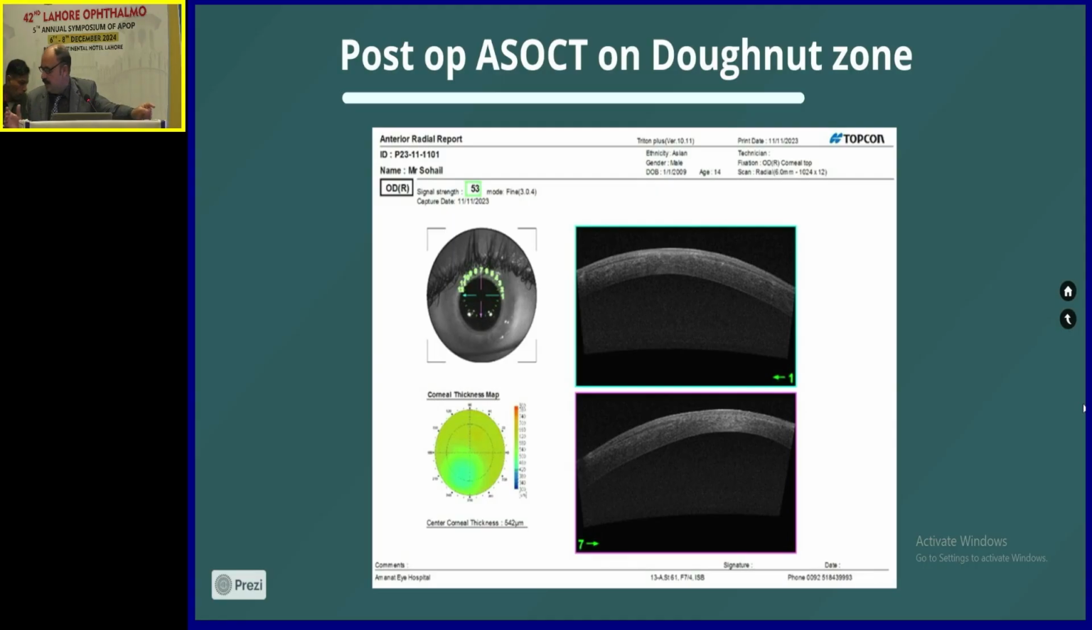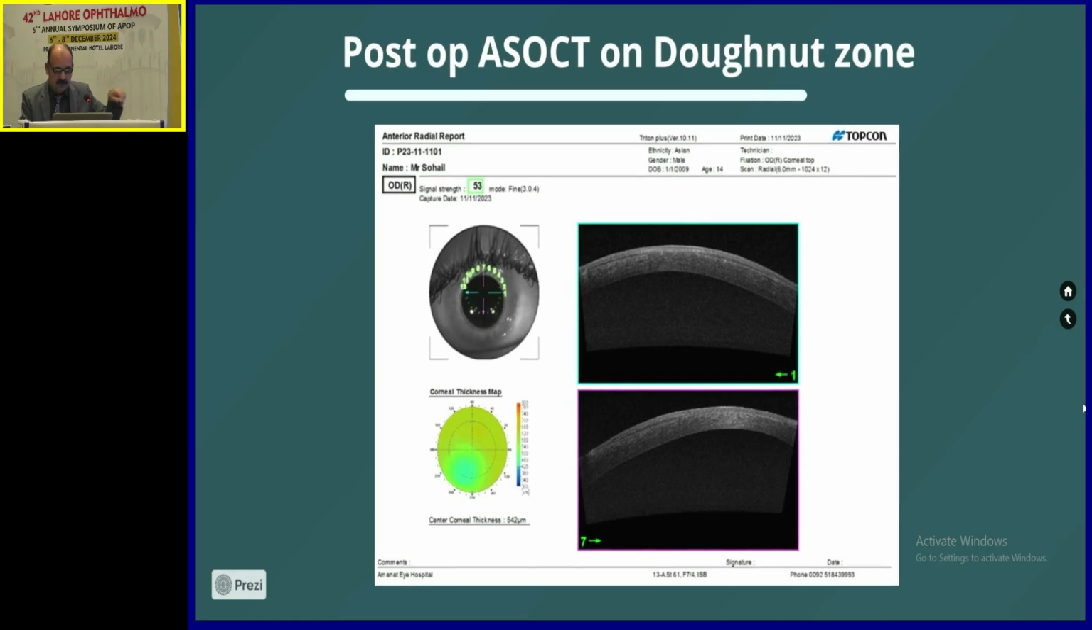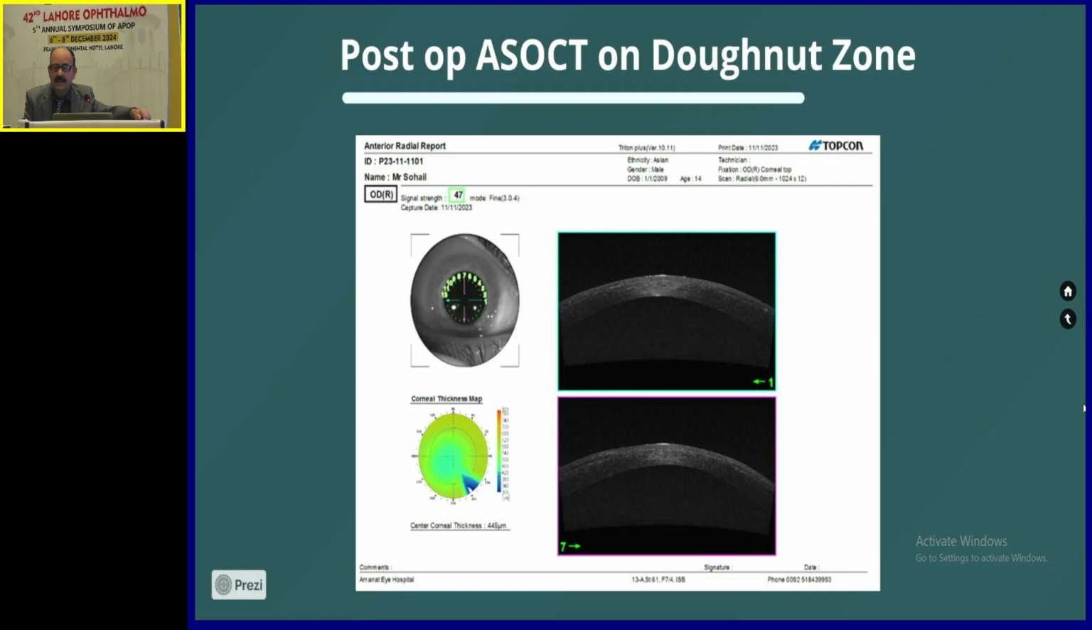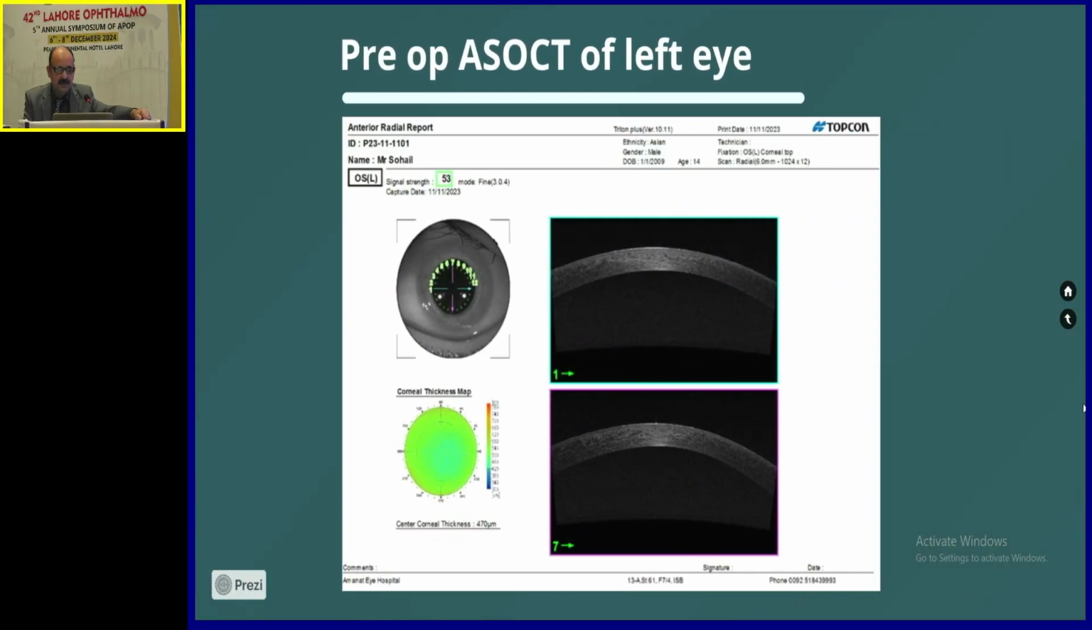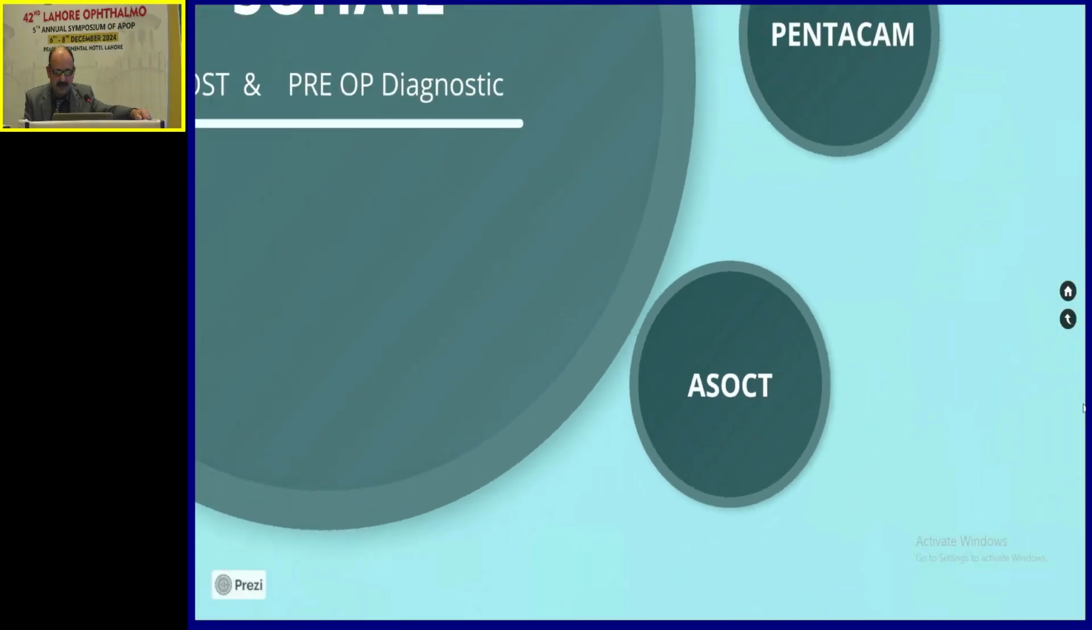So this is the anterior segment OCT. On this, the membrane started, stopped over here, and started again. So it is not present over here. So it means that this is the anterior segment OCT on the donut zone. This is again on the donut zone, and this is the anterior segment OCT of the other eye, right?